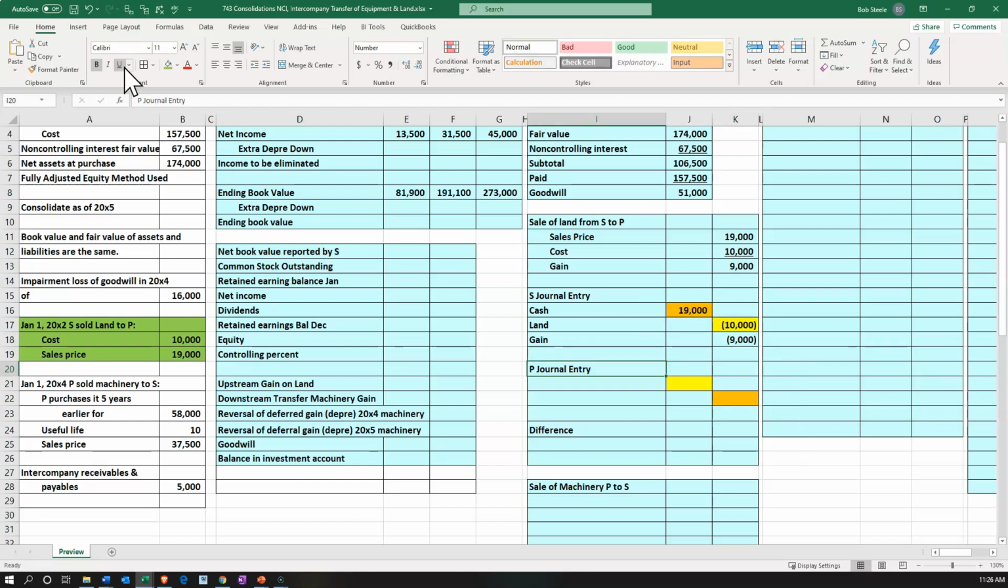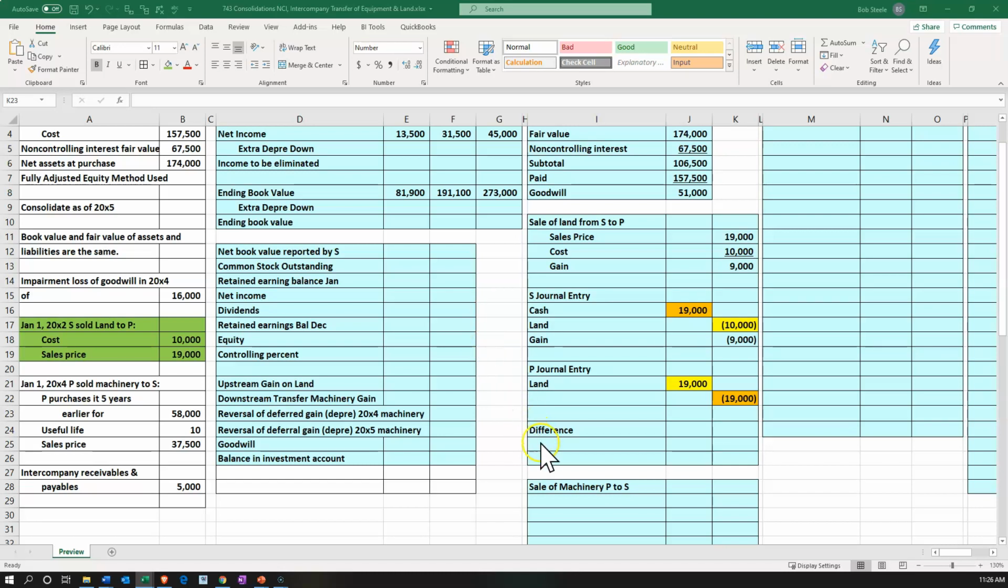What would happen on P's books? Well, on P's books, they would say, we got this land and we paid for it. Land for 19,000, and then cash went down by the 19,000. That's what you would expect to see on the books of P. So if you were to consolidate this as if P and S were the same company, this whole thing would basically have to be reversed. Let's think about how we could do that as efficiently as possible.